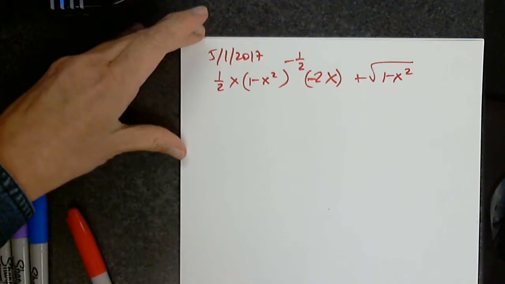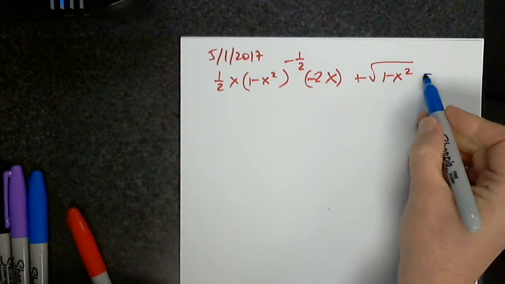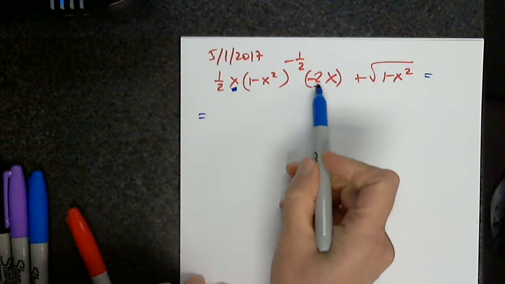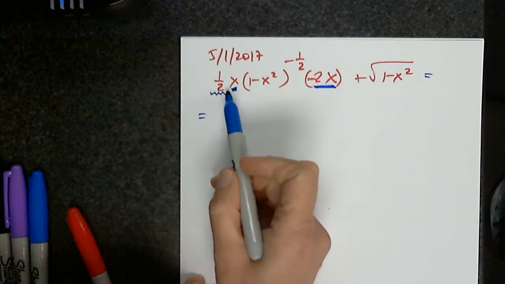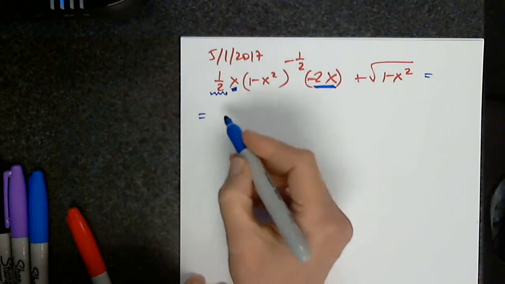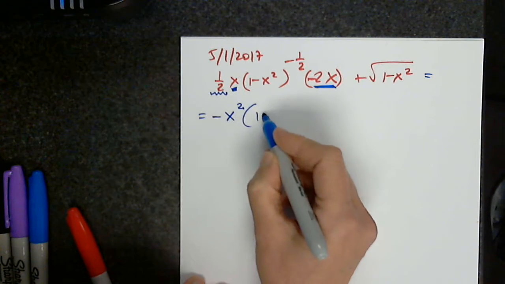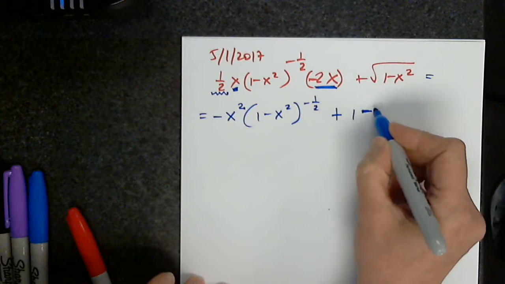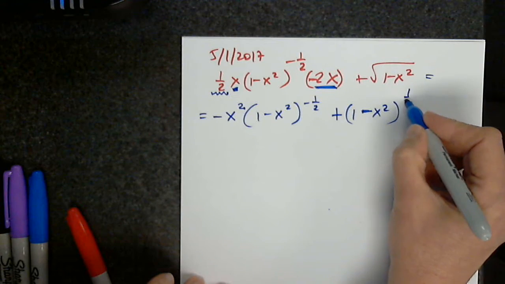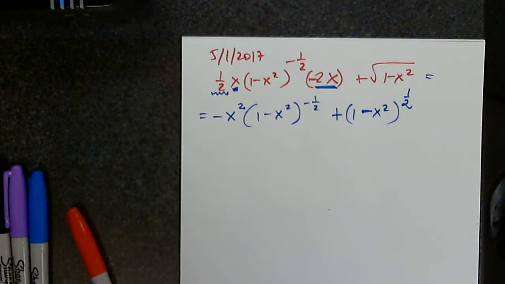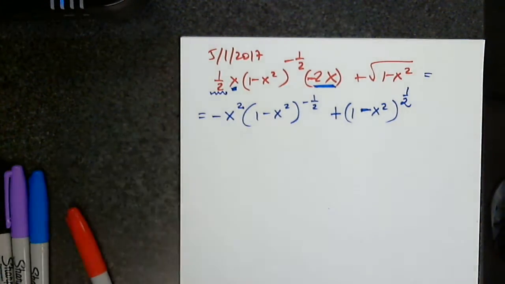The first thing I will attempt anyway is to simplify it as much as I can. I will definitely multiply this by this and also by 1/2. So this will be negative 2x squared divided by 2, which is negative x squared. And this is (1 minus x squared) to negative 1/2. And this is definitely (1 minus x squared) to positive 1/2. Is this okay so far? Agreed?